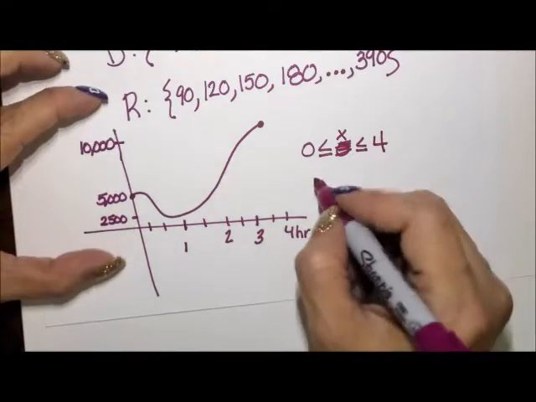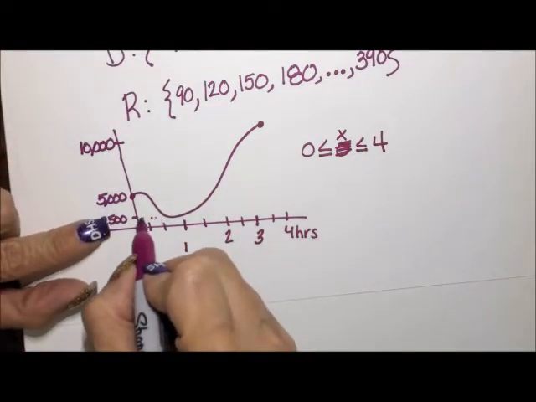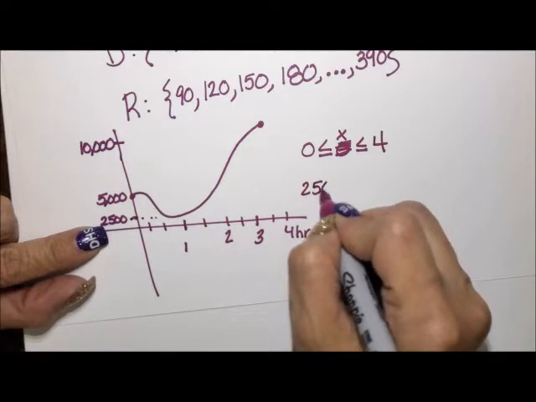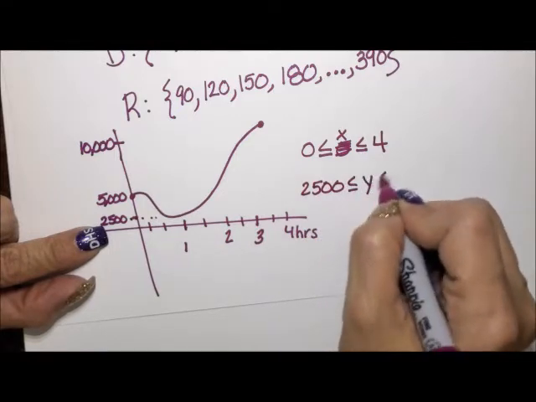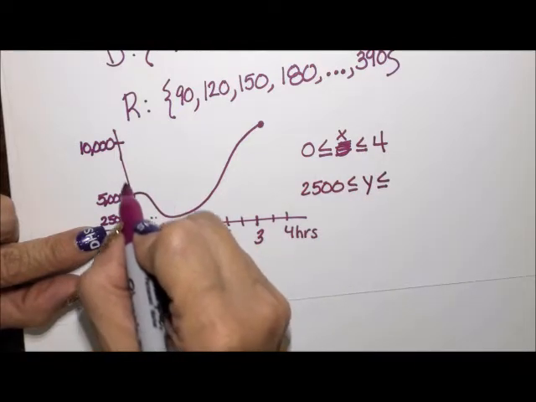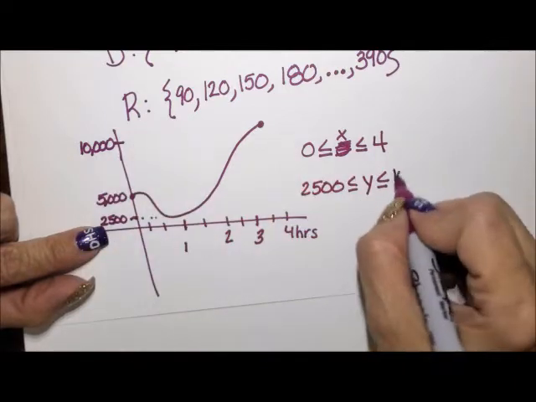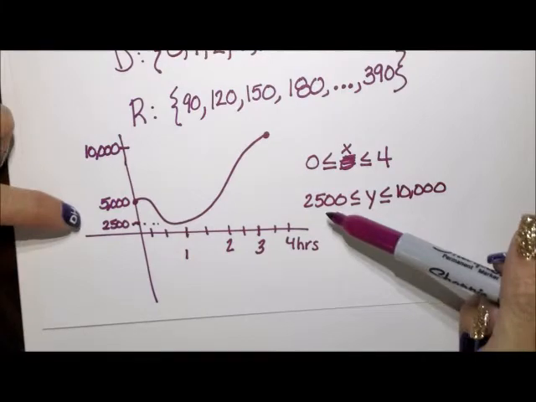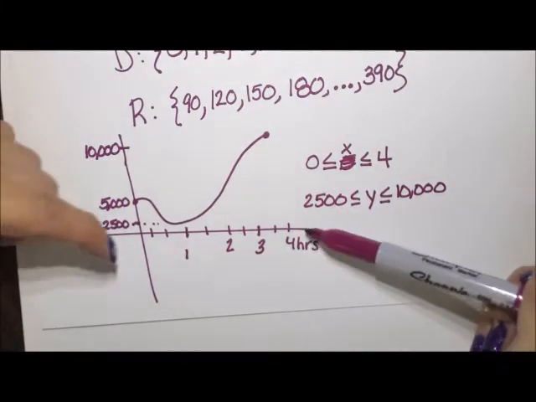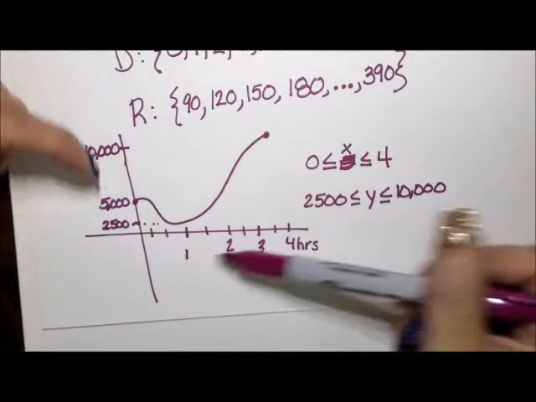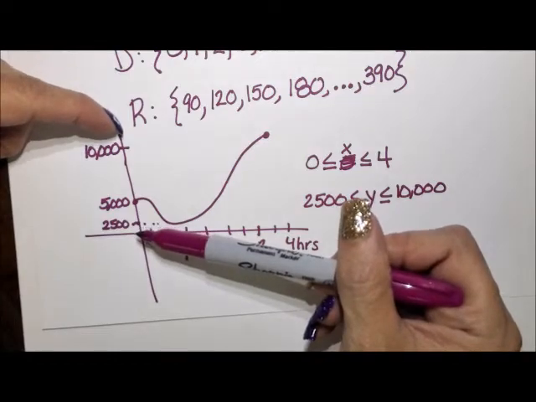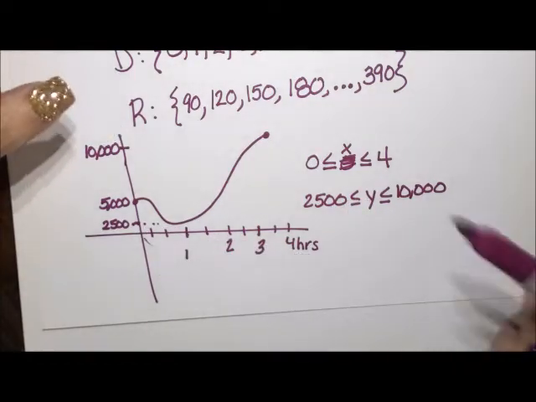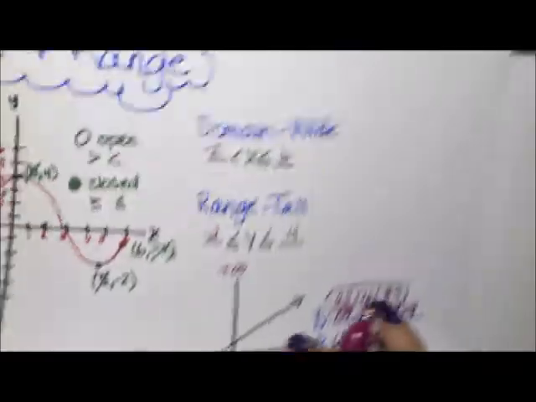How tall is it? Well, I go all the way down here to 2,500. Less than or equal to y less than or equal to, my highest range is 10,000. So this situation, reasonable domain and range, is time, 0 to 4 hours, height, which is 2,500 to 10,000 feet. All right.